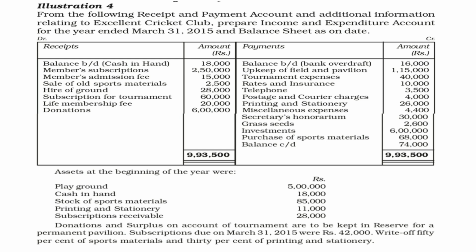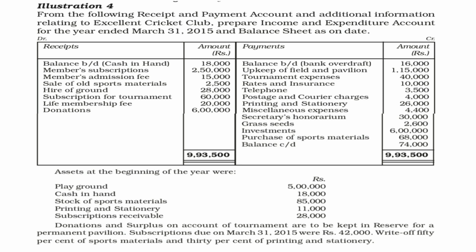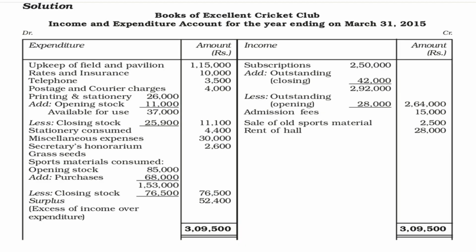The next item is members' subscriptions, rupees 2,50,000. It is an item of income to be taken on the income side of the income and expenditure account, but adjustments are there with subscriptions. Subscriptions receivable rupees 28,000 is given below the receipts and payments account under the head assets at the beginning of the year. As it is given as an asset at the beginning of the year, it is the subscriptions receivable of the last year. Therefore it is not related to the current year, so it is to be excluded from the accounts of the current year, and for excluding the same it is to be deducted from rupees 2,50,000.